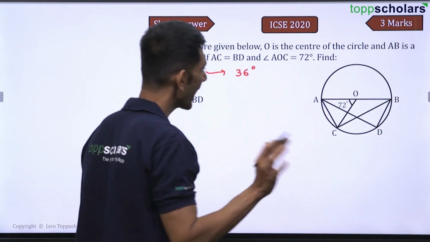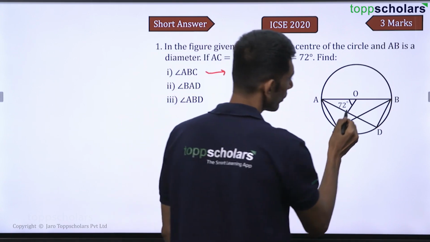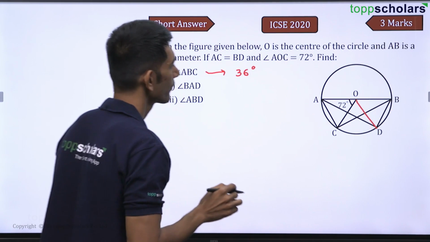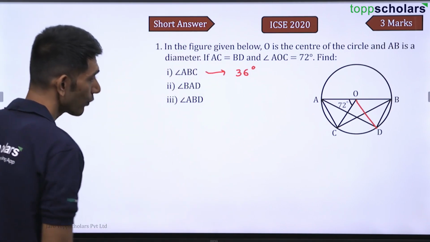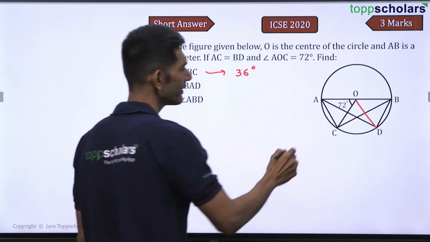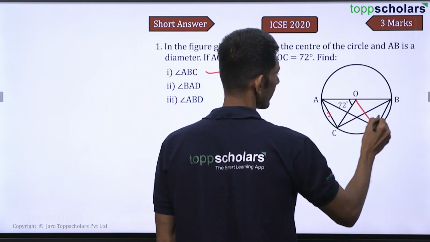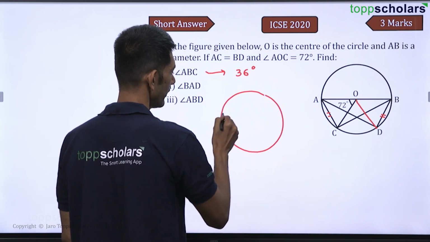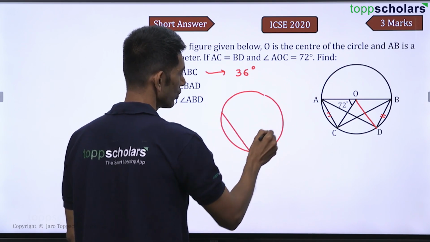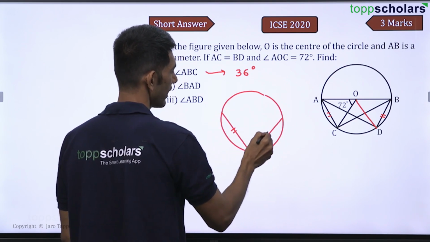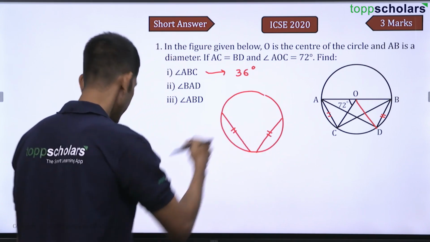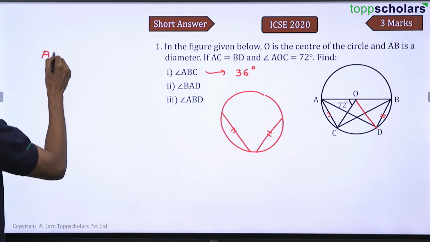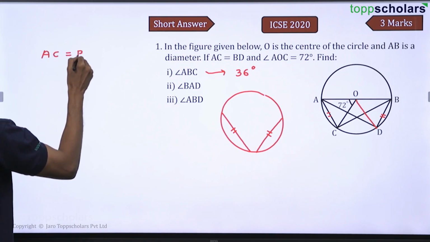Now I need to find out angle BAD. But understand, what if I join BO? What if I join OD? It is already given that AC is equal to BD. Understand, there is a circle. There are two chords AC and BD. Both of them are equal. It is already given AC is equal to BD. If you read the question carefully, AC is equal to BD is given.